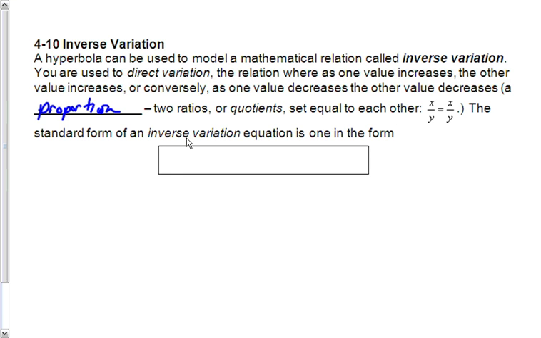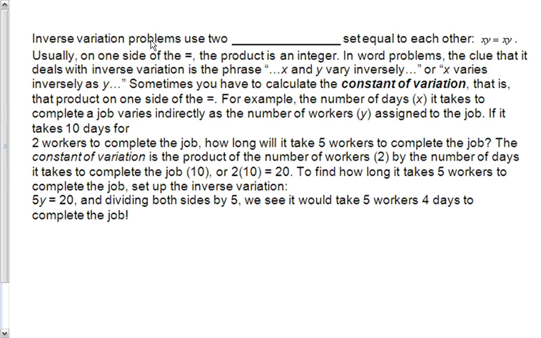An inverse variation is not a proportion. It's looked at as two products that are equal. Or sometimes you're going to see it as xy equals a constant. Direct variation was x divided by y equals a constant. So this is the way we're going to look at it: two products that are equal to something. An inverse variation problem uses two products that are equal to each other, like I said.